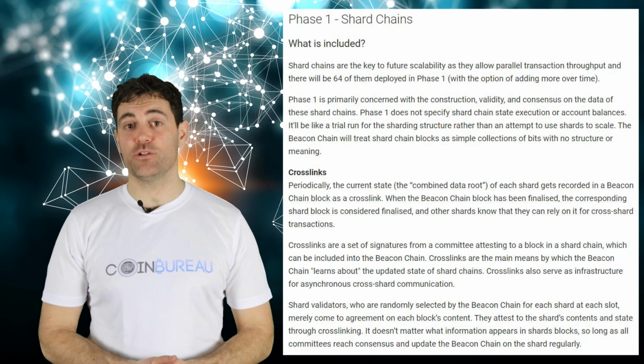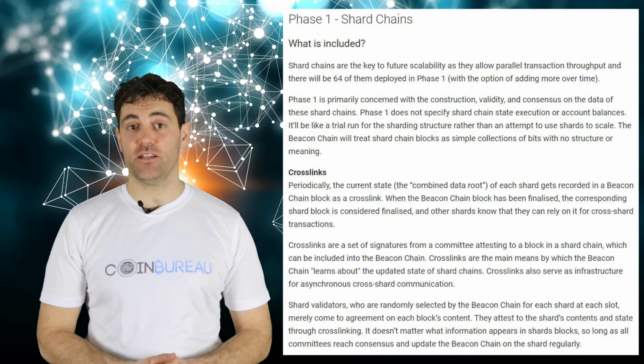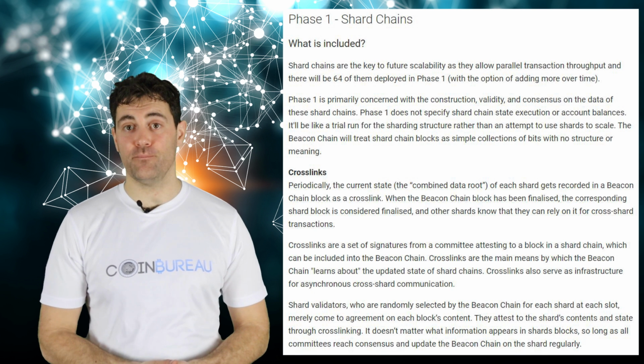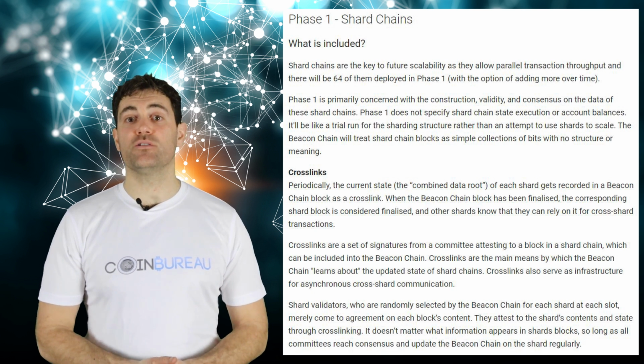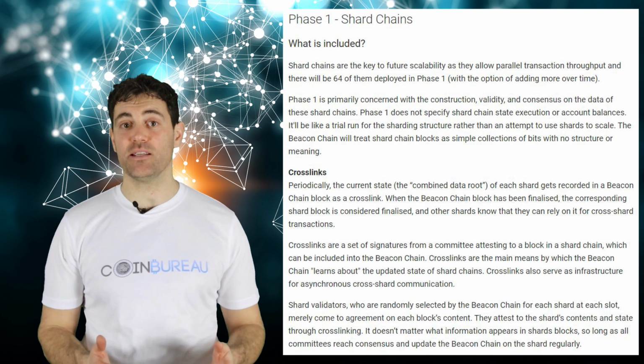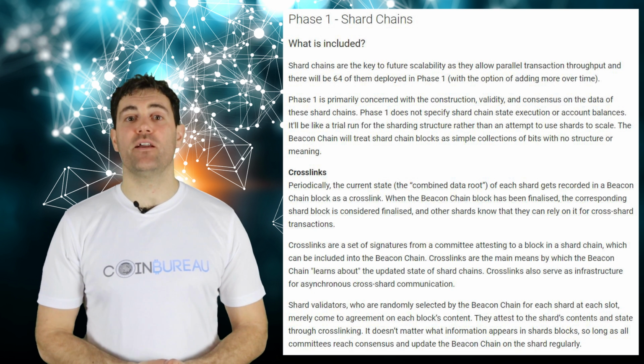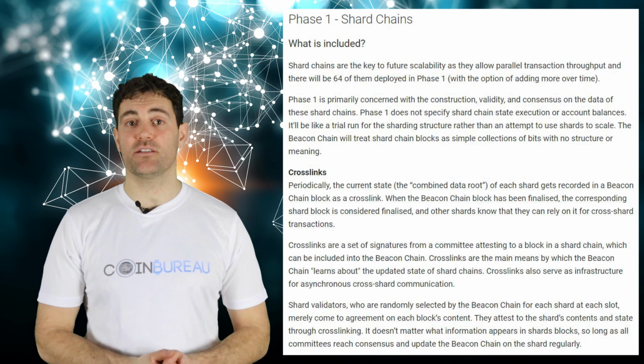Phase 1 of Ethereum 2.0 will implement these shard chains. They will deploy 64 of these with the option of adding more over time. Phase 1 will be introduced on top of the beacon chain and will be verified by a set of validators that are randomly assigned by the beacon chain. A shard's validators only have to verify transactions on the shard that they're assigned.